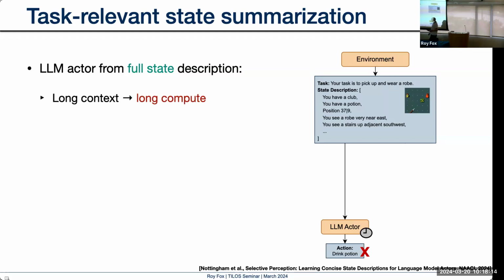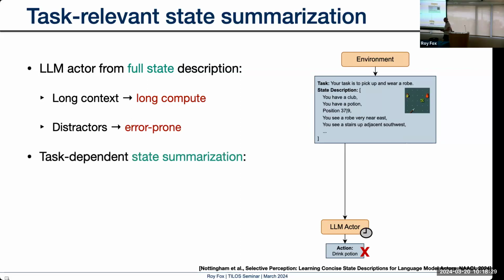So long context takes long compute, right? That's one issue, that this just takes a long time. Also, there's a lot of distraction there, so it's error-prone. We'll pick up on some random signal and do the wrong thing.